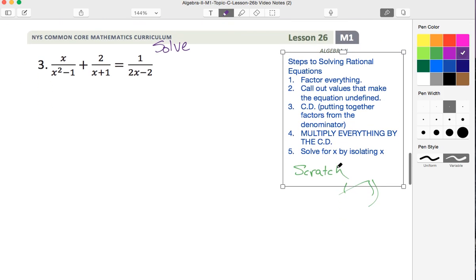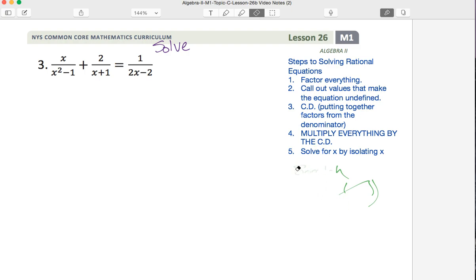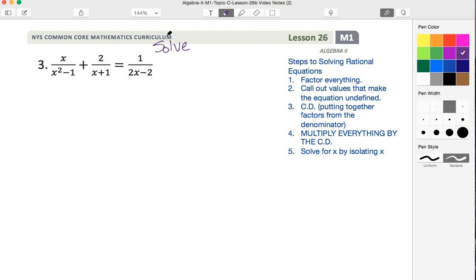Okay, steps to solving a rational equation. Factor everything, because you're going to reveal factors in the denominator and numerator, call out values that make the equation undefined, find the common denominator, multiply everything by the common denominator, and solve for x. Okay, factor everything. I love this part because we're getting so good at factoring. That's why this is wonderful.